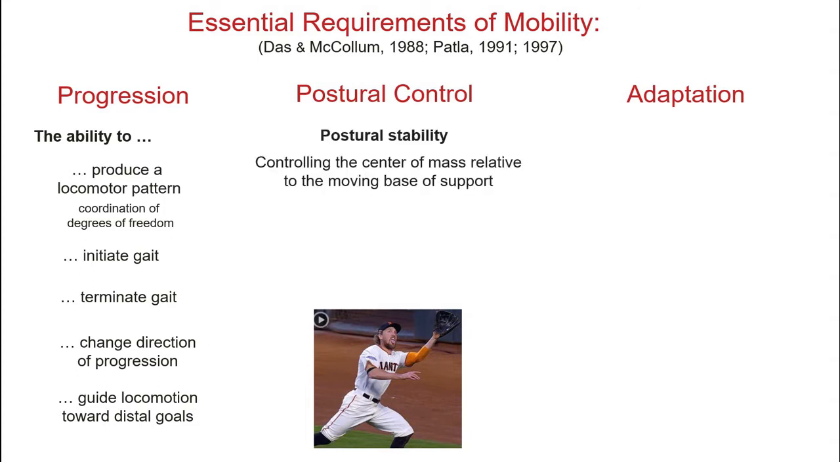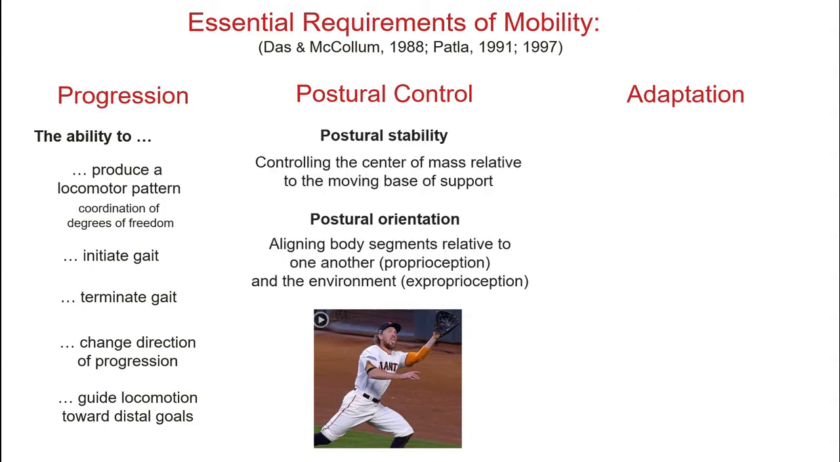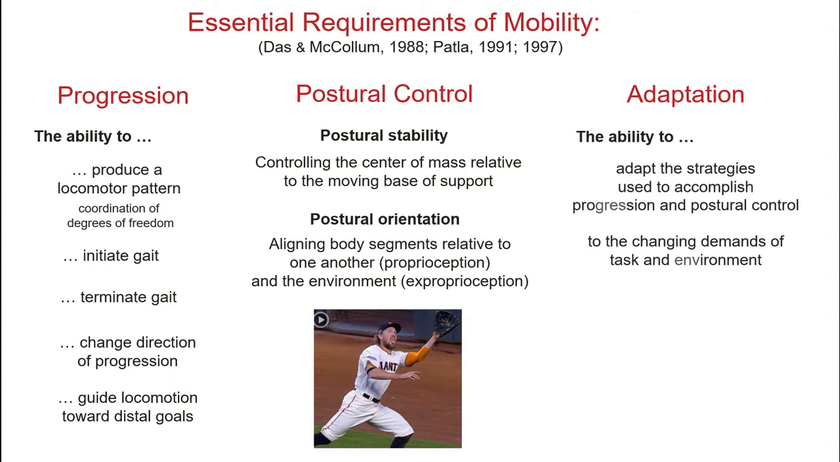Postural control involves both postural stability and postural orientation. In the context of understanding mobility, postural stability concerns controlling the center of mass relative to the now constantly transforming base of support. And postural orientation concerns dynamically aligning body segments relative to one another and the environment. Lastly, adaptation involves the ability to adapt the strategies that are used to accomplish progression and postural control to the changing demands of the task and the environment.